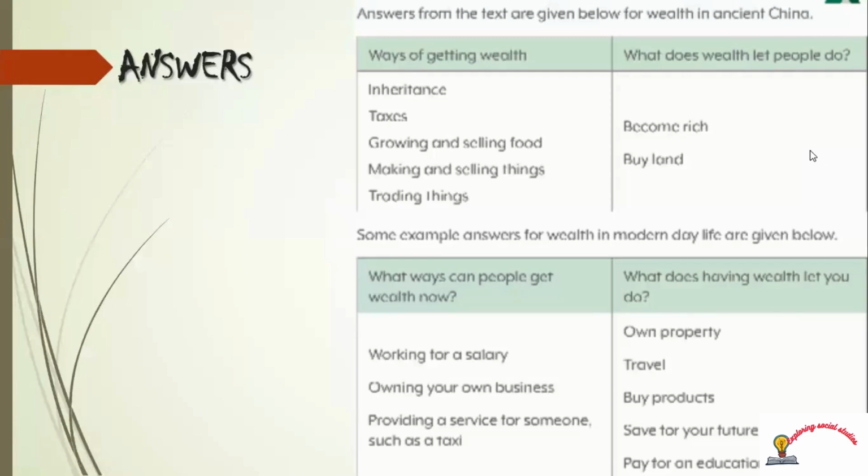What ways can people get wealth now? Working for a salary, owning your own business, providing a service for someone such as a taxi. What does having wealth let you do? Spend on property, travel, buy products, save for your future, pay for your education. You can add more points.